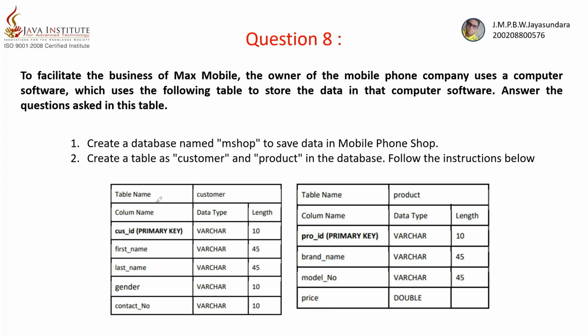In the customer table instructions, we have our column names here, then the data type in here and the length of that data type is in here. And the cus ID column name has been marked as the primary key in the customer table. In the product table instructions, here we have our column names and the data types in here and the length of that data type is in here. And the Pro ID column name has been marked as the primary key.